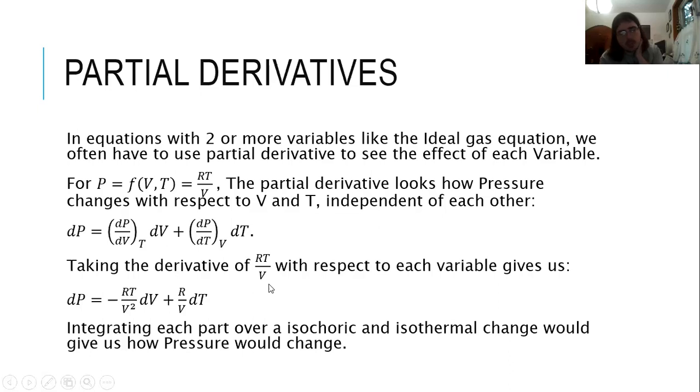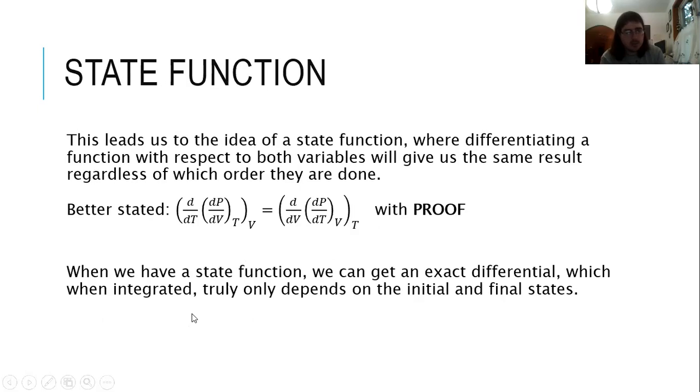For RT over V with respect to T, the derivative of x to the first goes to x to the 0th, thus the T drops out. And so the partial differential of pressure with respect to each variable gives you negative RT over V squared dV and R over V dT. Now integrating both parts over an isochoric and isothermal change would give us how the pressure would change in this situation. Isothermal, temperature stays constant. Isochoric, volume stays constant. This leaves us the idea of a state function.